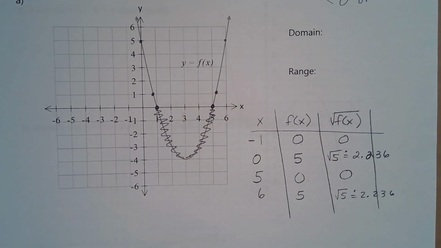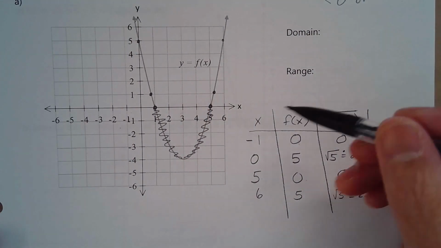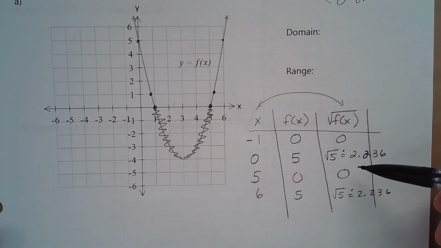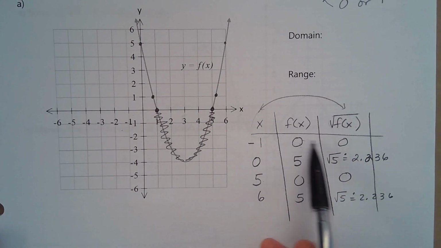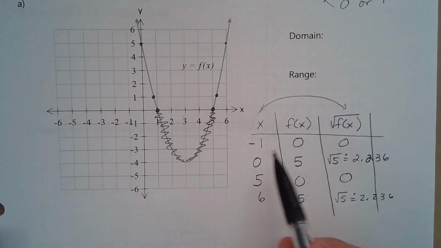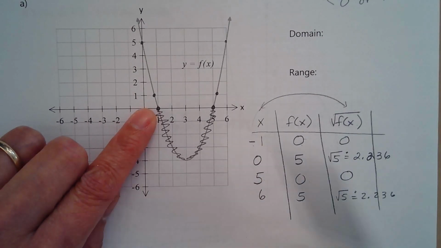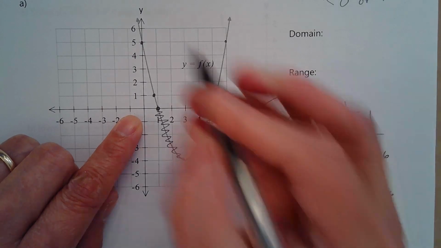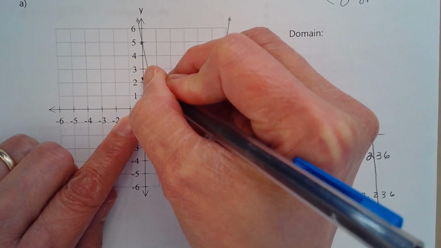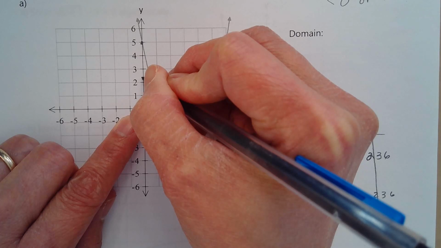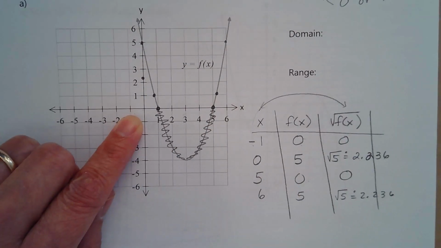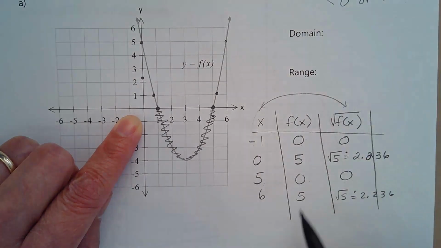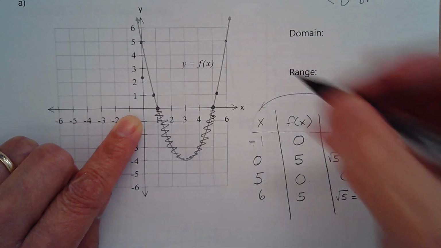So which ones are we plotting? We want to plot these two. This is your x, and this is your new y value. So we already have 0, 0 and negative 1, 0 right there. 0, 2.2 would be somewhere over here. 5, 0 would be there. And then 6, 2.236.